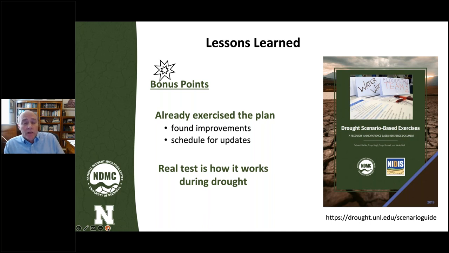And so we do like to call it a living document, that it can be updated as you find new information, as you go through a drought event, as you learn more about the state and the effects of drought and how you can better manage it, that it'll be updated through their schedule for updates. And I just wanted to point out on the right hand side of the screen, you'll see a drought scenario based guide. Again, this was an NDMC and NIDIS project where we're looking at what people have done to test plans and go through drought scenarios. There's a lot of examples on there, so if you're interested in doing the same, there is some guidance out there for you to look at.